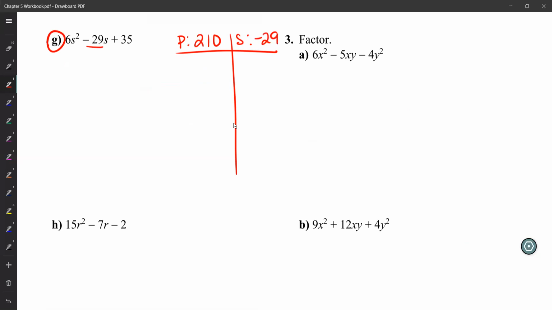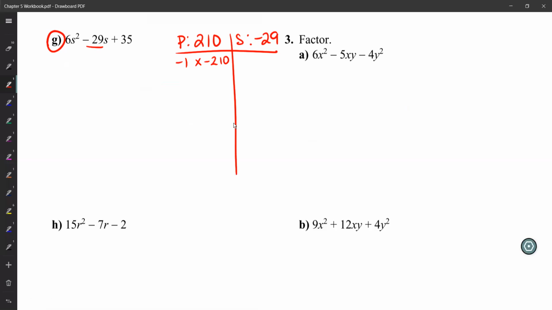Okay, so here's a little tip for you guys. If your sum is negative, but your product is positive, I know that my two numbers have to be negative numbers. I can't have two positive numbers that are going to add to negative 29. So I must be finding combinations of two negative numbers that will multiply to a positive, but add to my negative. So I don't even really need to explore all the positive options. I'm going to explore all the two negative number combinations. For instance, -1 times -210. Of course, that does not add to negative 29.